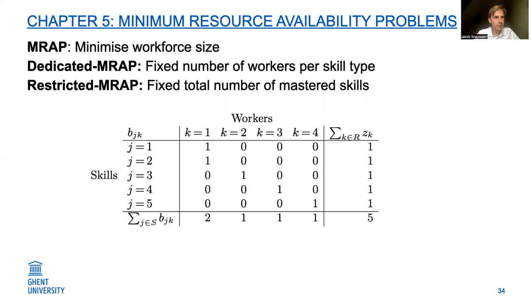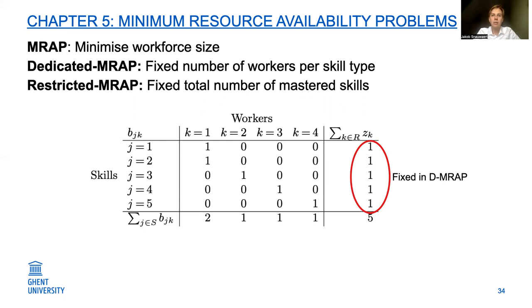Then for its dedicated variant, we look again at the workforce with a minimum workforce size. However, we now want to look at the workforce when the number of workers per skill type is fixed. So this means that these row sums are fixed. And we look, for example, in this case, at a workforce in which each skill type is mastered by exactly one resource.